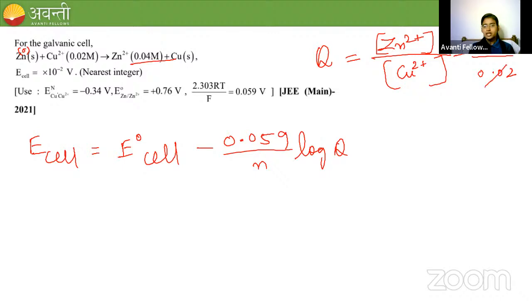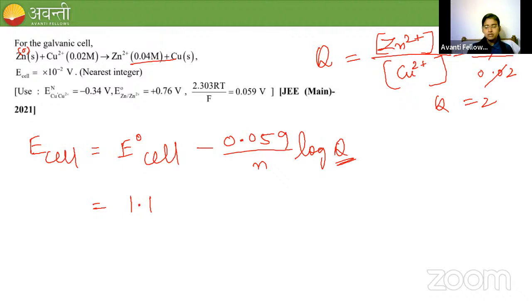So you can cancel out and you get the Q value as 2. So substitute Q value as 2 here. E cell is equal to E naught cell. So just check whether the E naught cell value is given here or not. The E naught cell for this zinc copper couple, we all know, right? It is 1.1. This value we have already discussed in the class. I am taking it from that. This is a very common number, so you have to memorize it. You do not expect the value to be given in the question.